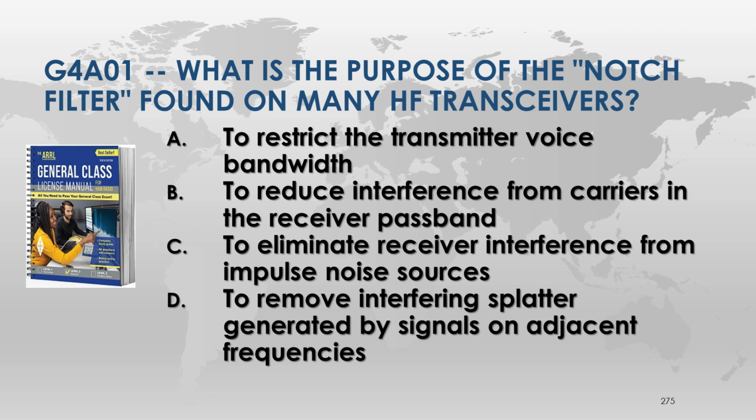What is the purpose of the notch filter found on many HF transceivers? What's the notch filter do? It chops out part of something, right? What would you have to chop it out of? The part that's not passed through the filter, or the part that passes through the filter, the top of the filter, the bottom of the filter, or what? I gave you the answer. Pass band, Bravo. So you're only going to hear what goes through the pass band. If there's something in there, you can notch it out. What it does is it eliminates a chunk of the pass band.